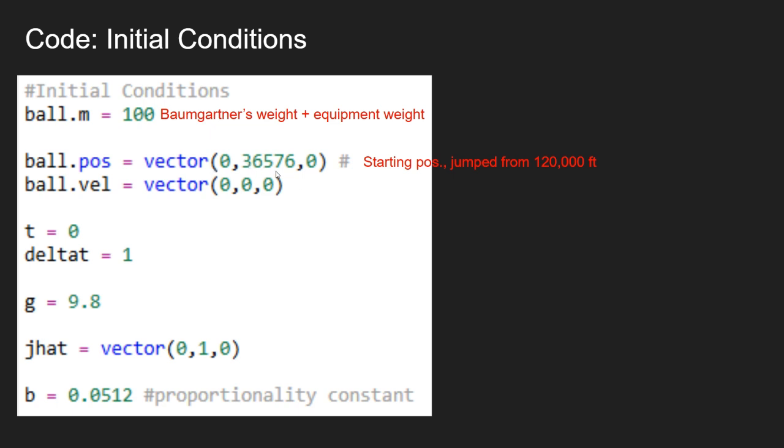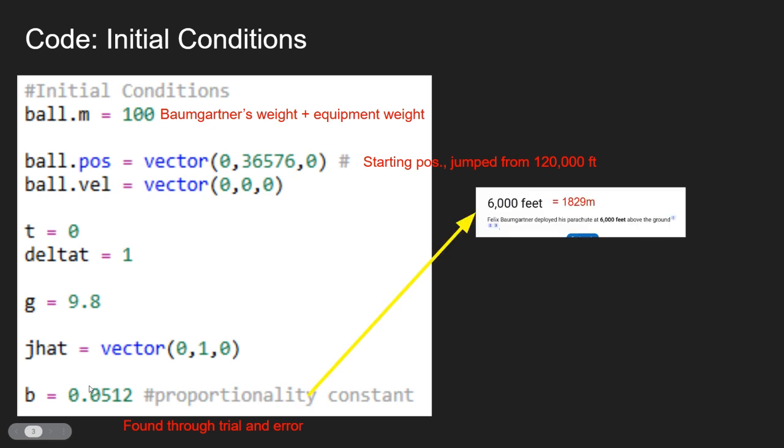Right here, we talked about he started from an initial position of 36,576 meters in the air. And then the most important part is this proportionality constant that I found through trial and error. Using sources on the internet, I found that he deployed his parachute at around 6,000 feet above Earth's surface, which for our purposes is a little over 1,800 meters.